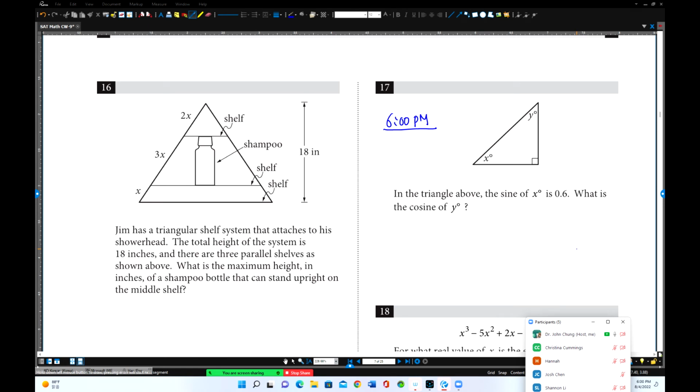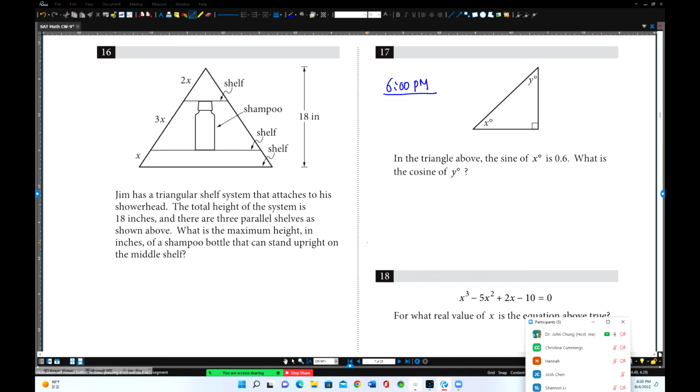Okay, back to work. Number 16. We have a triangular shape here. The total height of the system is 18 inches. There are 3 parallel shapes as shown above. This is parallel. What is the maximum height, in inches, of the shampoo bottle that can stand upright in the middle of here? We're going to find the height over here. This height.